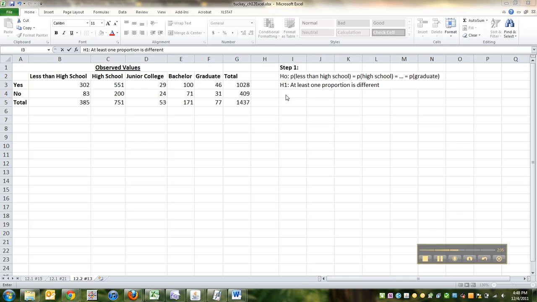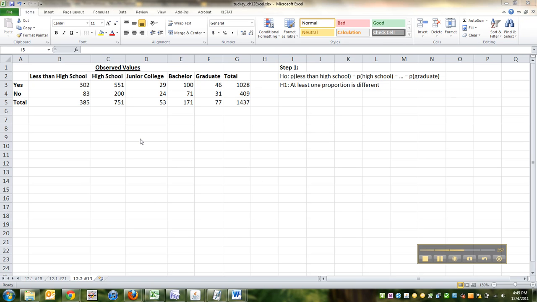So H0 is that the proportion for the people that have less than high school education is equal to the proportion for people that have high school education. It's equal to the proportion of people that have junior college, and so on. Right? And then the alternative to that is that at least one of the proportions is different.